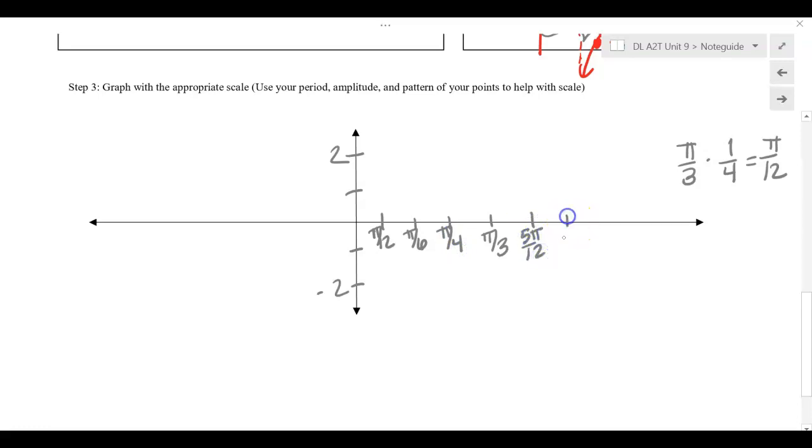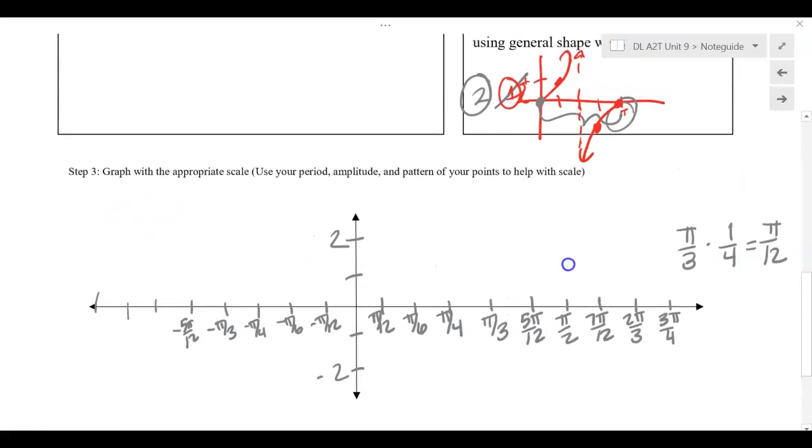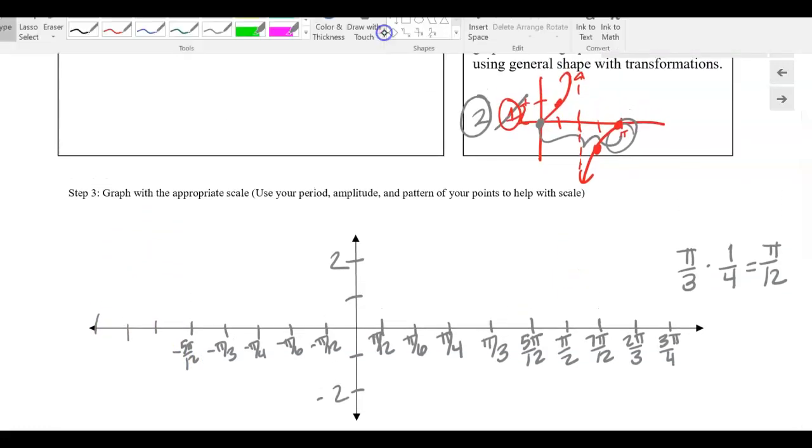5 pi over 12, 6 pi over 12, 7 pi over 12, 8 pi over 12, 9 pi over 12, and then it would continue, and then you would have the negative counterparts over on this other side. So I'm just going to fill some of those in at least. Etc.